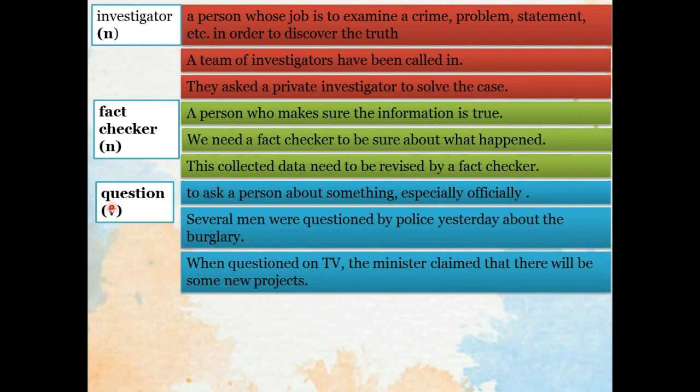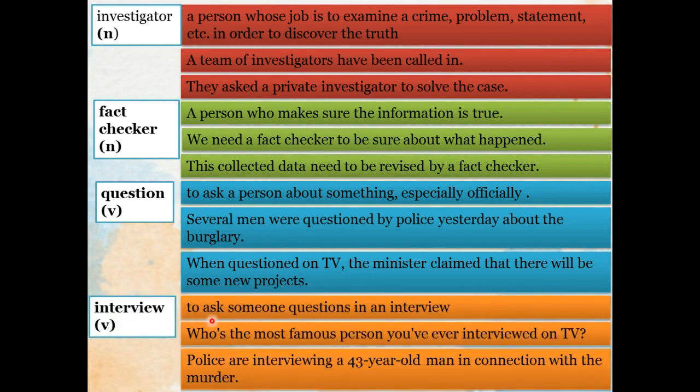And then the word question. Question as a noun. You know, of course, the word question as a noun, when you ask someone, it's a question. But as a verb, when you question someone, it means to ask a person about something, especially officially. So if you feel that something is wrong, you need to question. Several men were questioned by the police yesterday about the burglary. And then, when questioned on TV, the minister claimed that there will be some new projects.